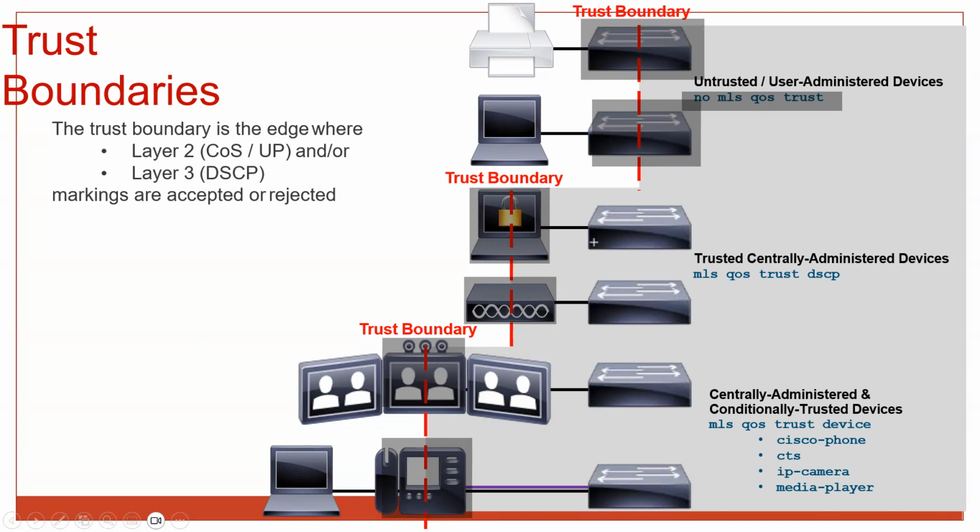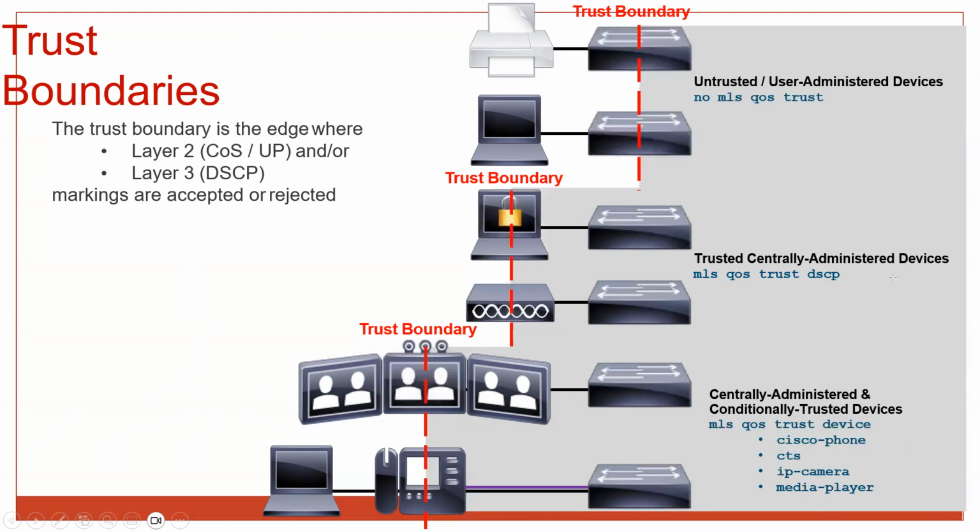If you type the question mark here in these Cisco switches, MLS QoS trust device question mark, you will get options to define the boundary for the Cisco phone, CTS, IP camera, or media player. So here you can see in the configuration, these are the configuration steps: MLS QoS trust DSCP. Now, what is DSCP? What is COS? We'll discuss.